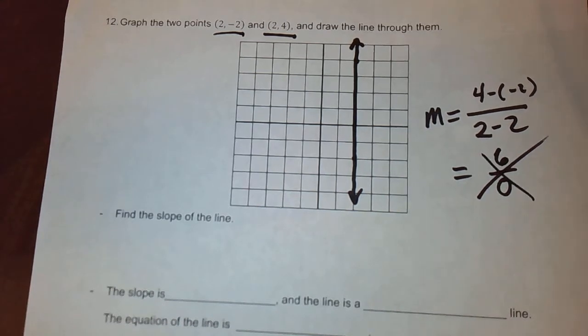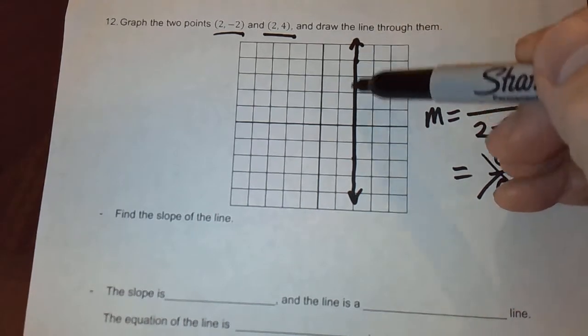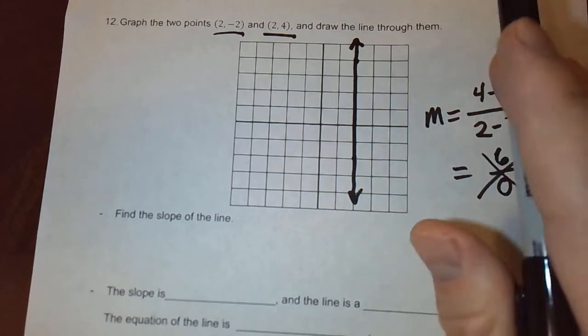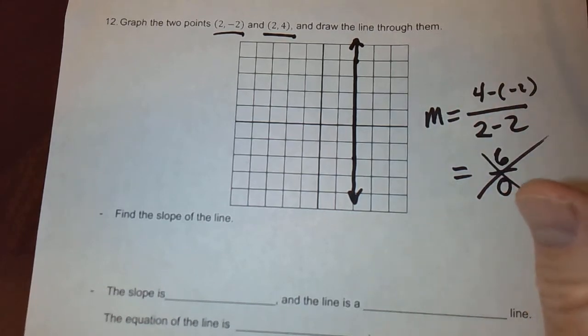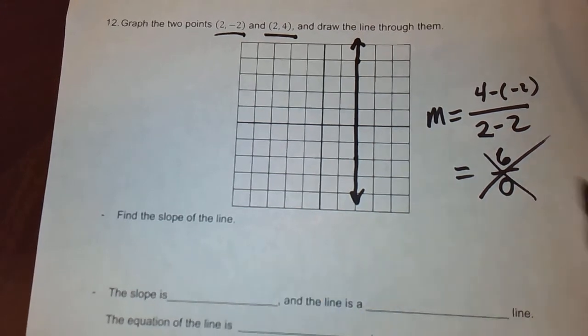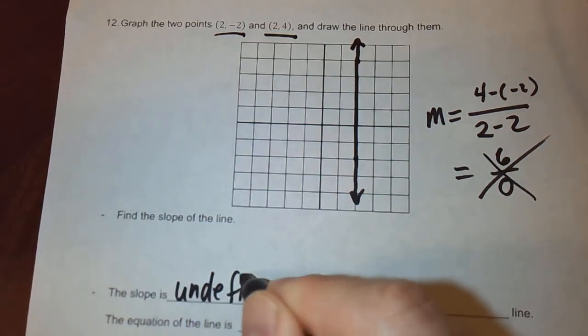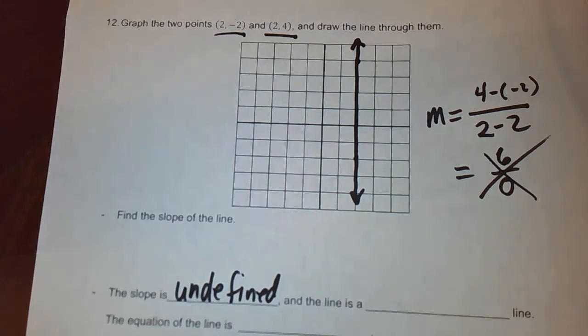I hate to write that. That's not a number. So a vertical line has undefined slope. A vertical line has undefined slope. There's no number that represents it. So this slope, we're just going to say, is undefined. The line is a vertical line.